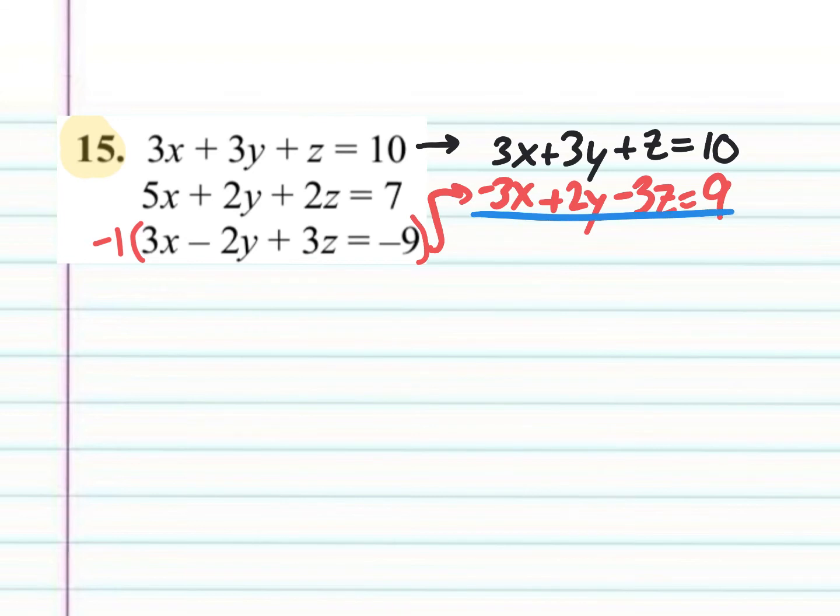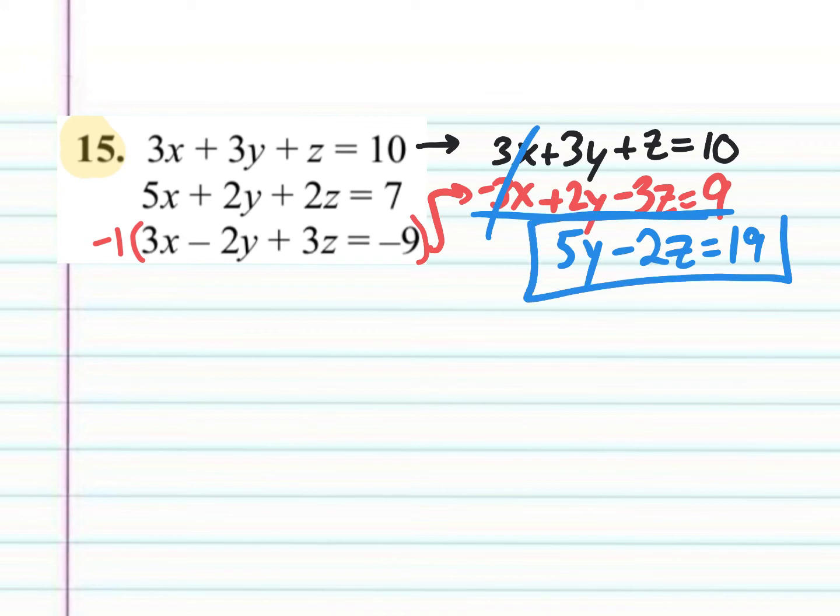And when I combine the lines, we cancel out the x's that you guys wanted me to cancel. Like I said, I probably would have gone with z's. I'm going with x's because you guys told me to. What do I end up with? I have a 5y, a minus 2z, and also an equals 19. And this is our new equation number 1. New equation number 1.